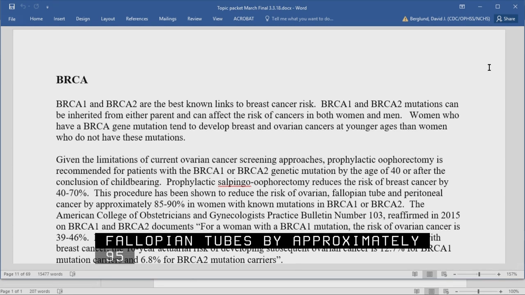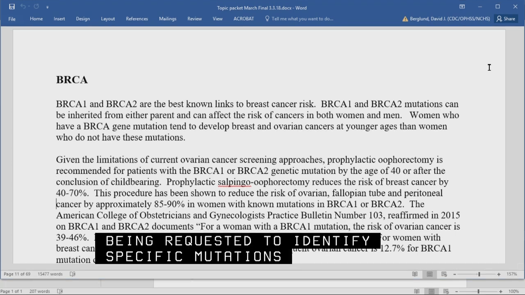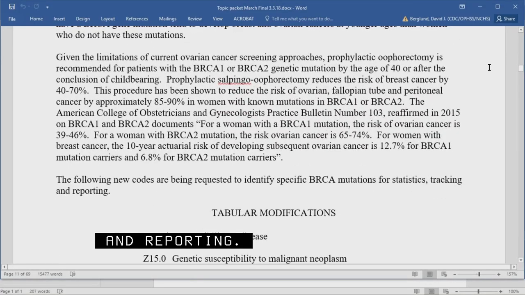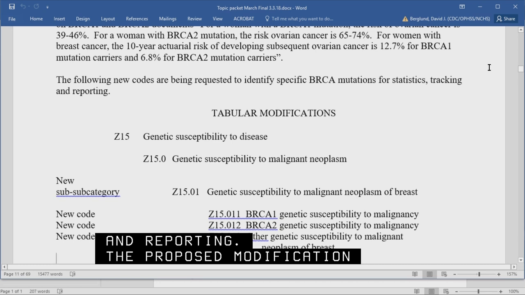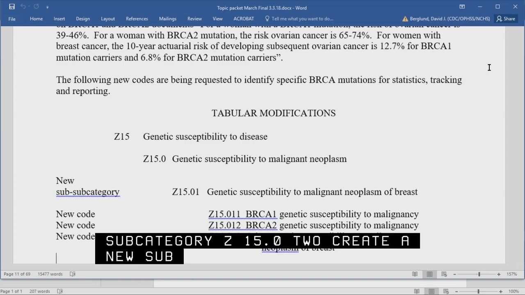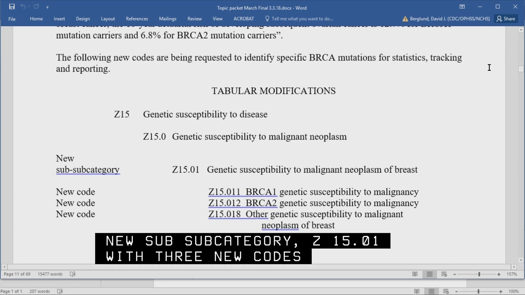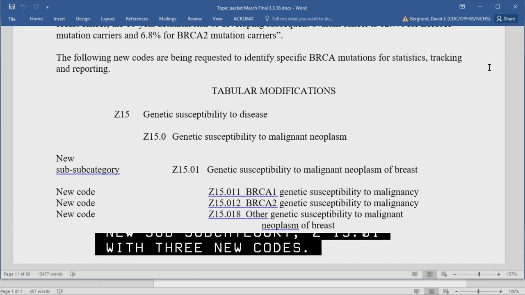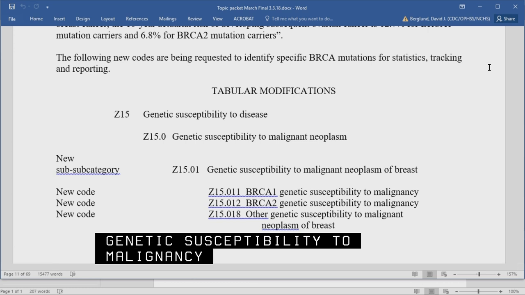The following new codes are being requested to identify specific BRCA mutations for statistics, tracking, and reporting. The proposed tabular modifications at category Z15, genetic susceptibility to disease, subcategory Z15.0, genetic susceptibility to malignant neoplasm, to create a new subcategory Z15.01 for genetic susceptibility to malignant neoplasm of breast with three new codes: Z15.011, BRCA1, genetic susceptibility to malignancy; Z15.012, BRCA2, genetic susceptibility to malignancy; and code Z15.018 for other genetic susceptibility to malignant neoplasm of breast.